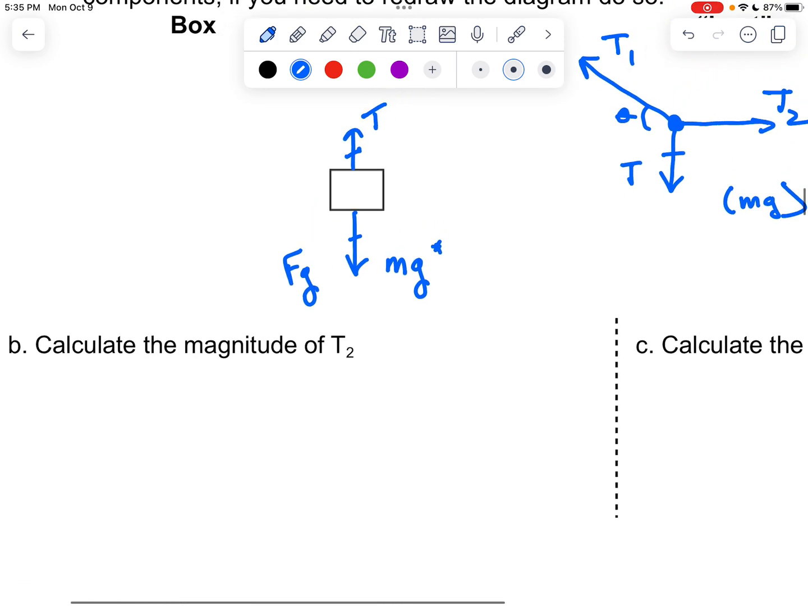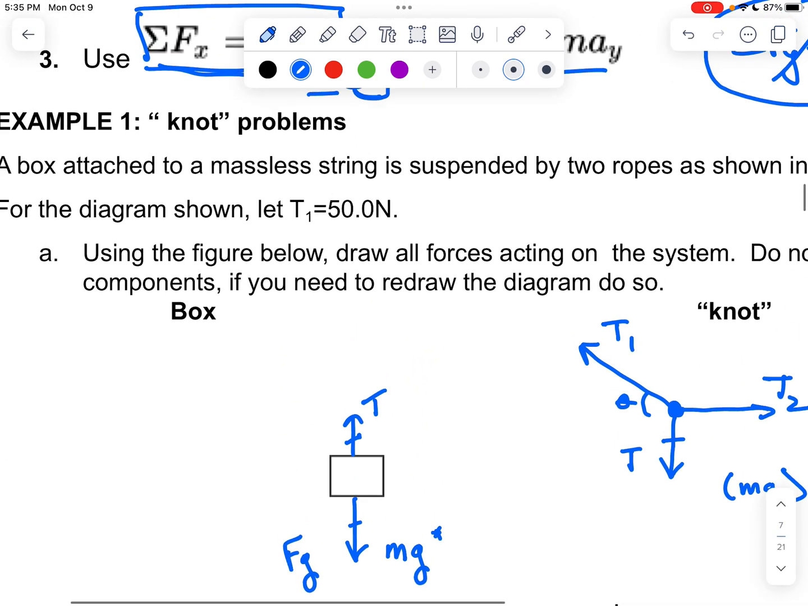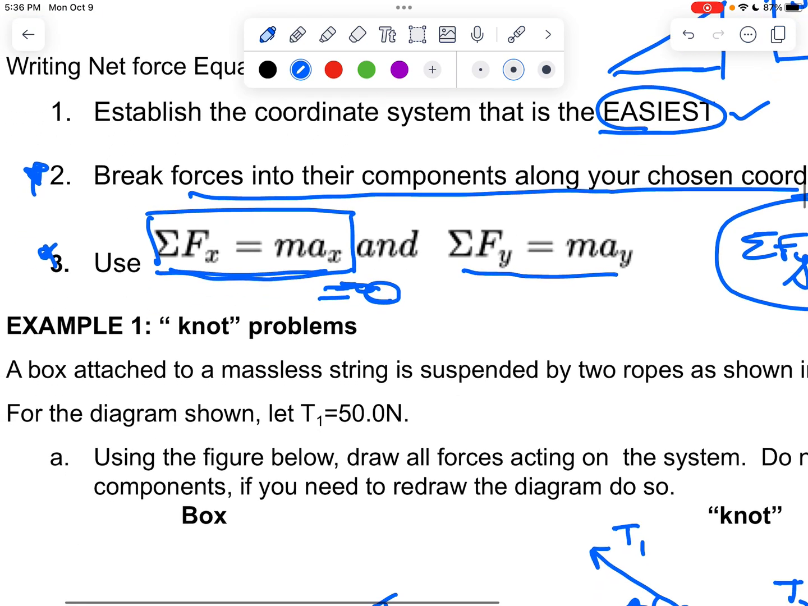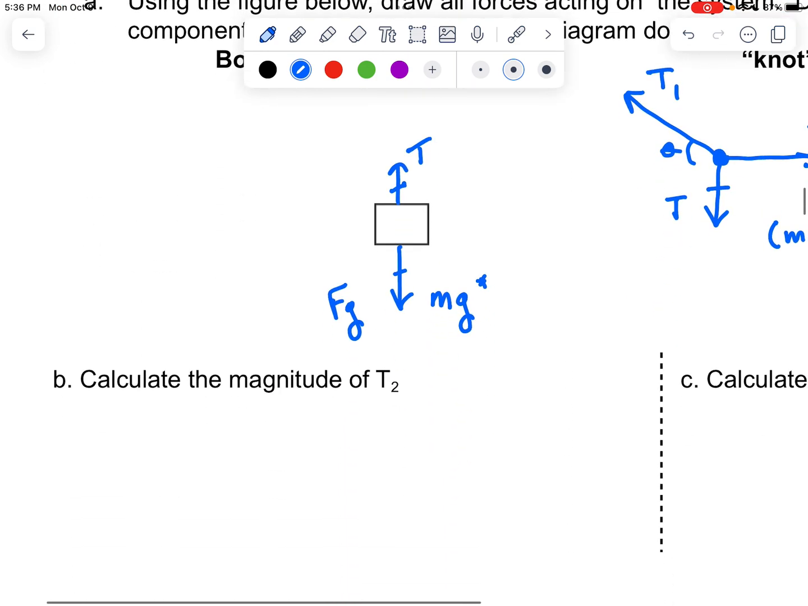So we have T1 at an angle, so we break it up into its x and y components and calculate the magnitude of T2. Again, we're going to follow the steps here. So we are up to breaking the forces. If we need to redraw the diagram, go ahead and do that. And then start with these equations and then start doing your trig. So pause the video right now and give it a shot.